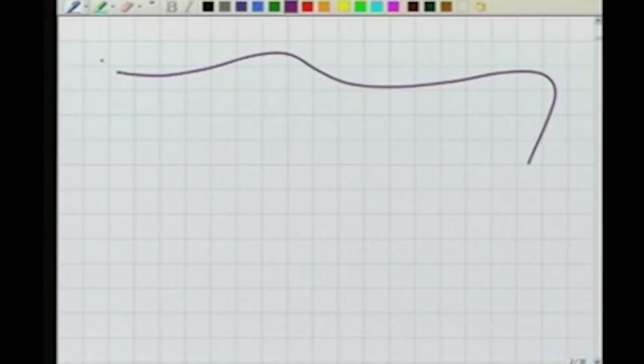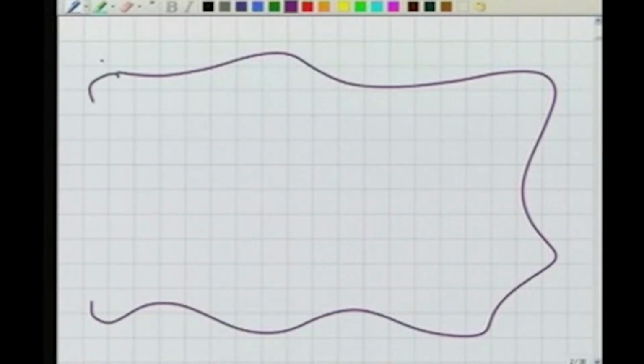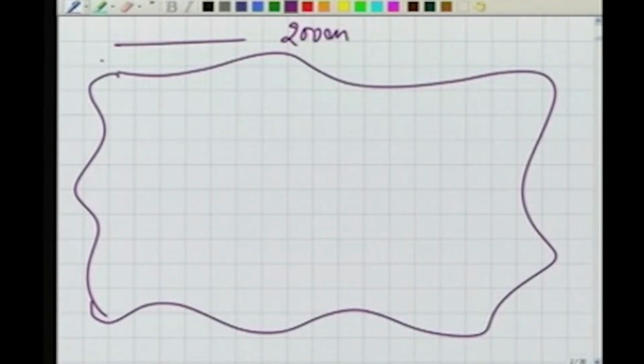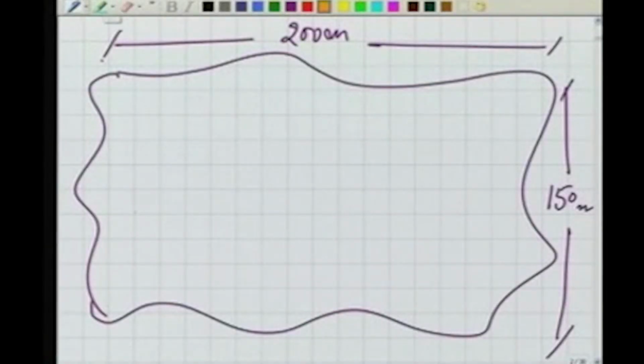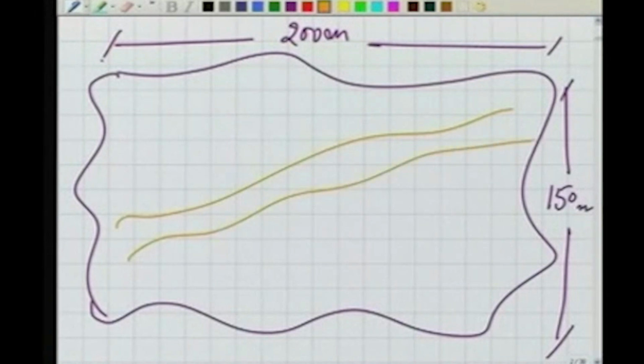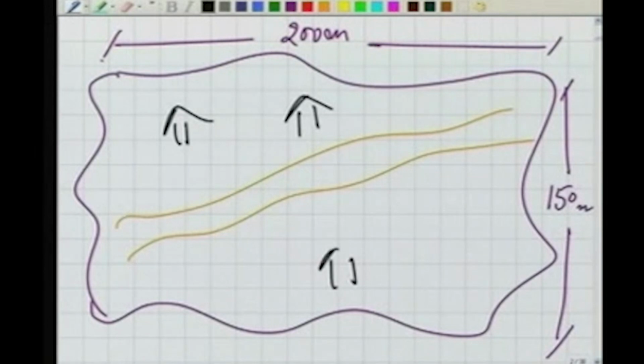Let us say our area is now, that's our area, and here it is 200 meter long, and also it is 150 meter wide, and the area has, as usual, maybe some roads or some houses or maybe some trees here. That's our area. We want to make a map of this area.